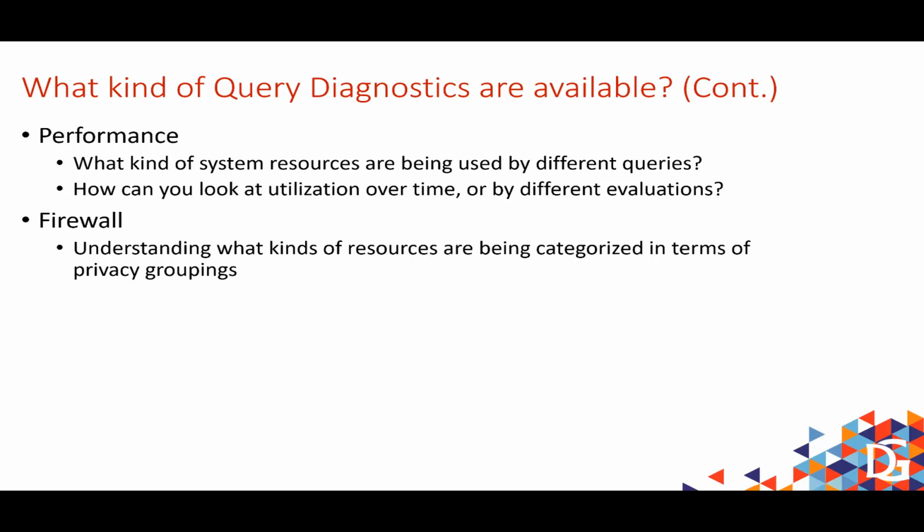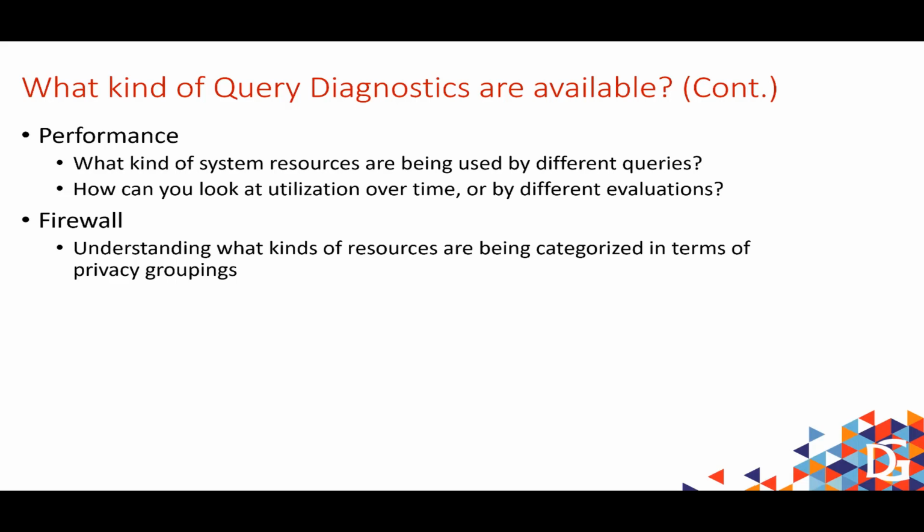We have two additional categories, one that's out today and one that's coming very soon. Performance is what kind of system resources are being used by different queries, what type of processor time, memory, I/O, stuff like that. It's getting, again, a bit more complicated, and that's more for understanding what the engine's doing. And then how can you look at utilization over time or by different evaluations?